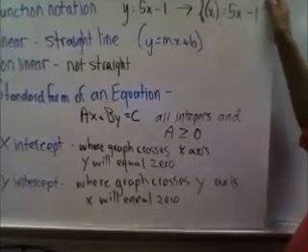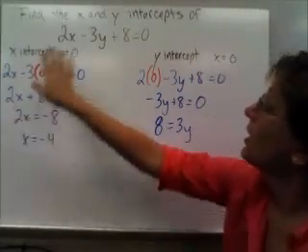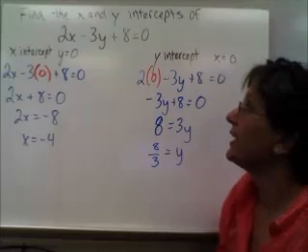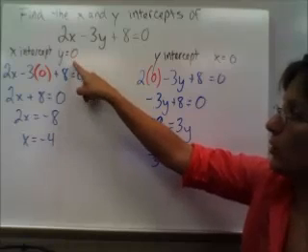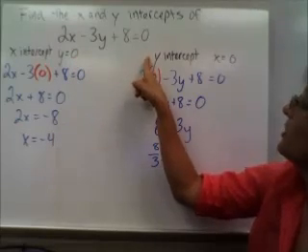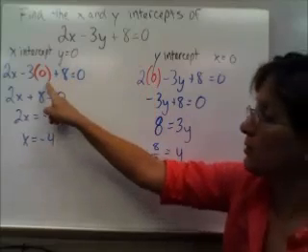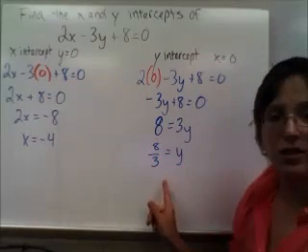Here's an example of intercepts problems. Find the x and y intercepts of 2x minus 3y plus 8 equals 0. Remember that the x-intercept is where y equals 0. The y-intercept is where x equals 0. I substituted the zeros in where they go, and then just solve for x and solve for y.